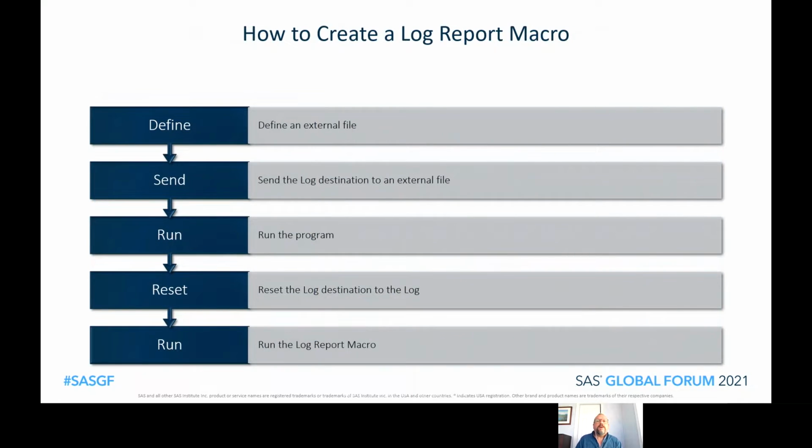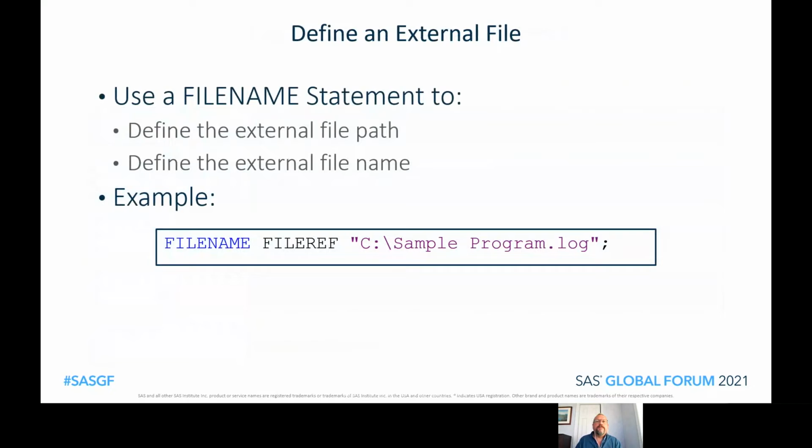So, how do you create a log report macro? The key to this is to reroute the log from the destination log to an external file, run your program, all that code gets thrown into the log along with the notes and the warnings and the error messages, reset that log destination back to the default, and then run the log report macro, which is going to grab that file, go line by line, and interpret it. So let me talk a little bit about the specifics.